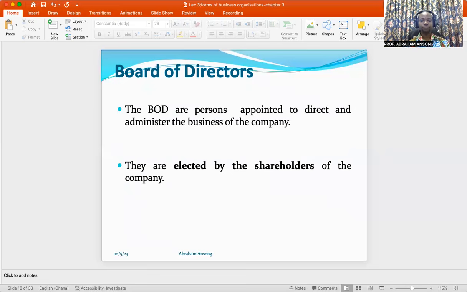Okay. And talking about companies, I think we've hinted on this. One of the major features is that they are normally controlled or directed by a board of directors and not the owners of the company or the partners of the business. All right. So the board of directors are persons appointed to direct and administer the business of the company. They are elected by the shareholders of the company.